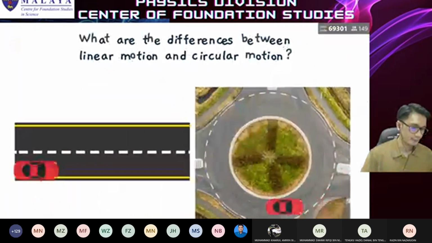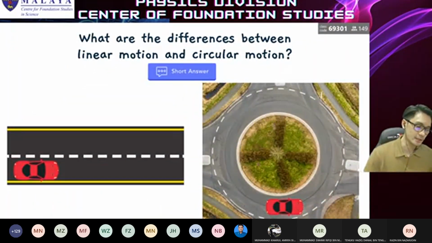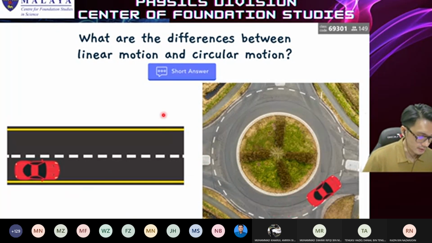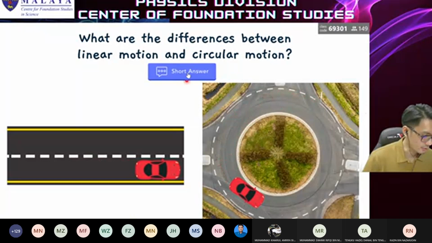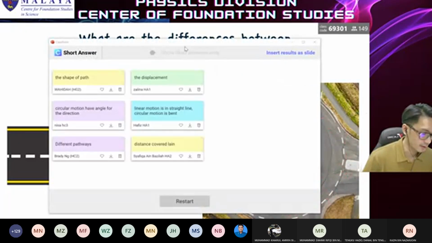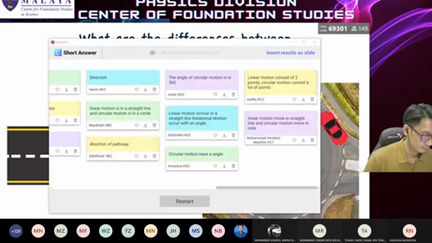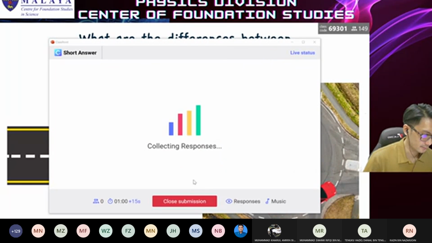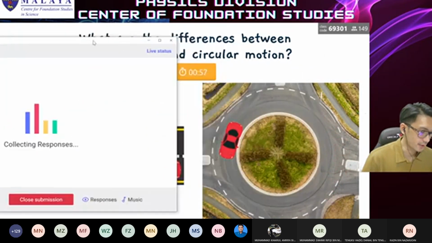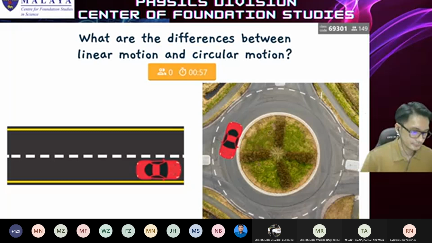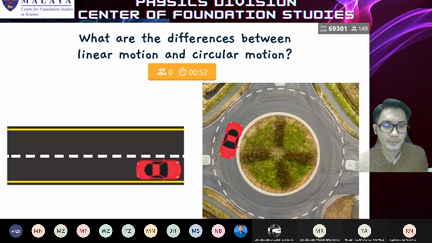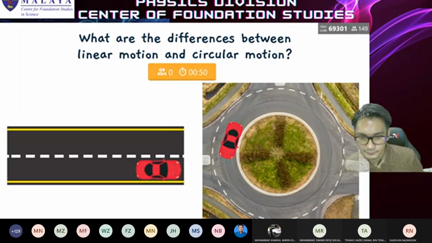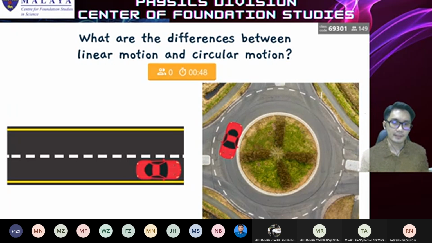Alright, next. Okay, what are the differences between linear motion and circular motion? So kalau you tengok dekat sini, the car move in one direction and also in circular motion. Okay, I'll open the submission, then you can enter and you can jawab lah. What are the differences between linear motion and circular motion? Okay, boleh isi on the box and then you just submit. Then I will see your answer.